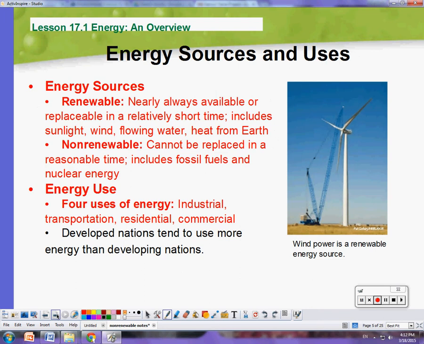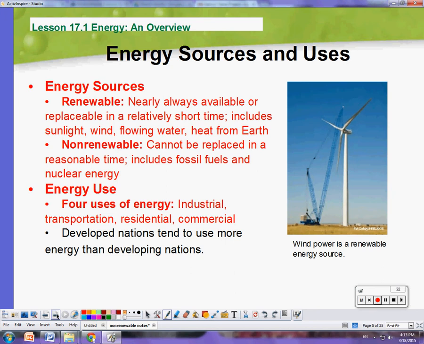A couple energy sources. Again, renewable, non-renewable. Renewable meaning that it will always be there no matter how much we use it or how fast we use it. Non-renewable is that we use it faster than it can be replaced. So for example, water in California is now becoming non-renewable because we're using it faster than it can be replaced. General examples for that are coal, oil, and gas.